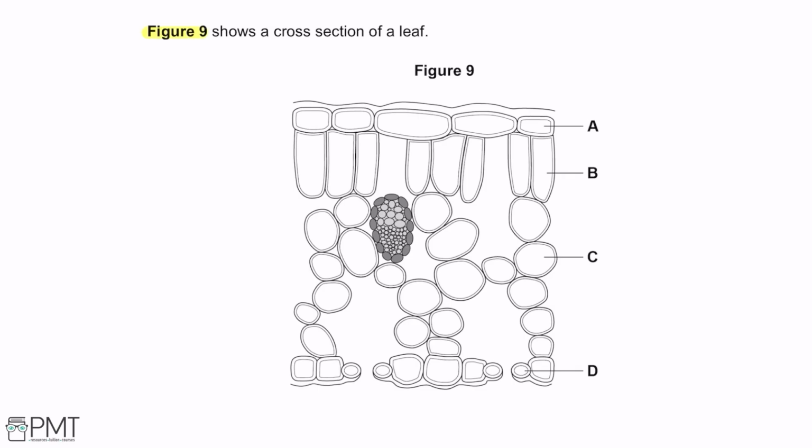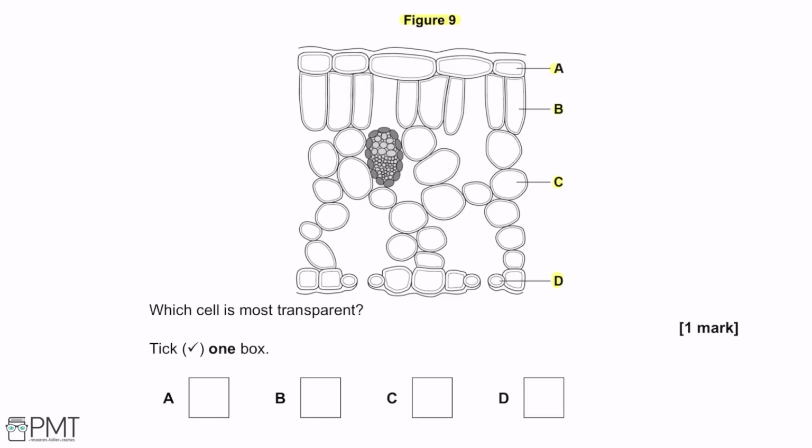Figure 9 shows a cross-section of a leaf. Below is figure 9, and we can see we have different cells labelled A through to D. Which cell is the most transparent? Tick 1 box, and this question is worth 1 mark. Well, the answer to this is A, because A is the topmost cell and the light must pass through it in order to get to other photosynthesizing cells.